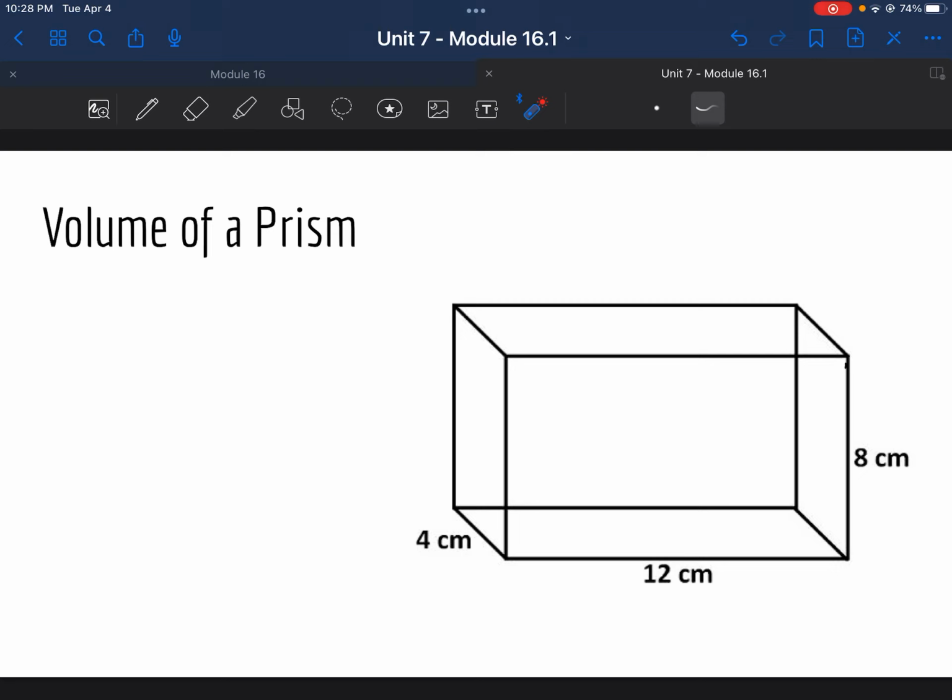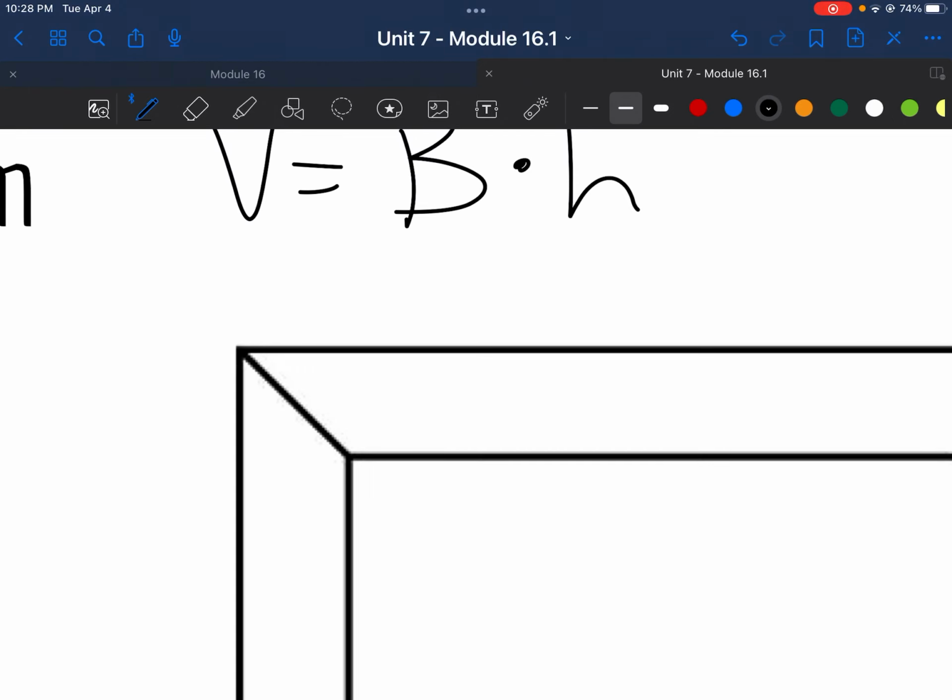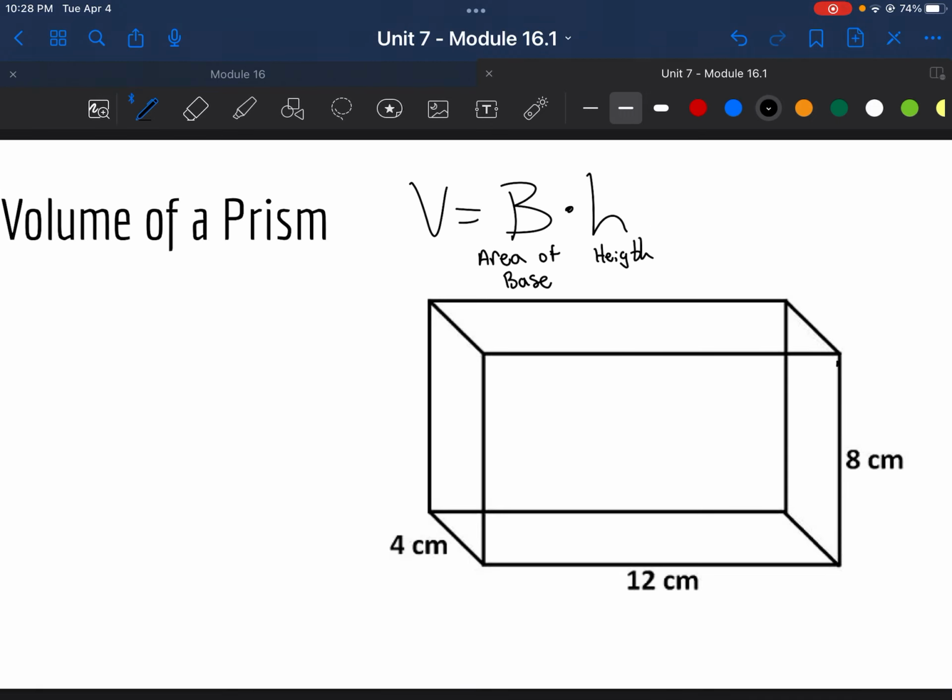All right, so let's start with the most basic one. The volume formula that we're going to be using for all our prisms and cylinders is going to be the area of the base, which we denote by a big B, times the height. I'm going to write this in small writing. The big B is going to be the area of the base, and this H is going to be my height of the prism.